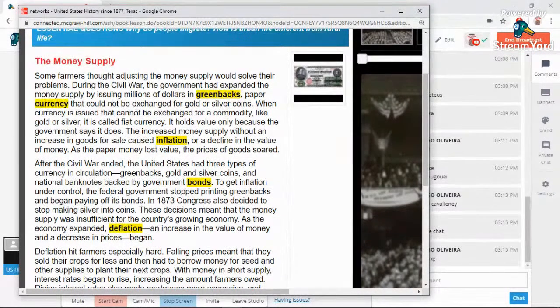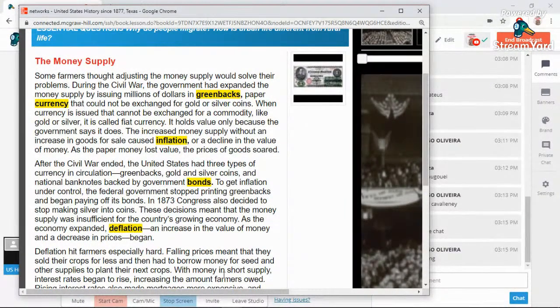So what did they do? They thought about the money supply. After the Civil War, the government started issuing dollars in greenback, which is paper currency that could not be exchanged for gold or silver. But when the government starts to give out money like that, it only holds value because the government says that it does. And the more money that you have, the less the money is worth. And this causes inflation. Okay?